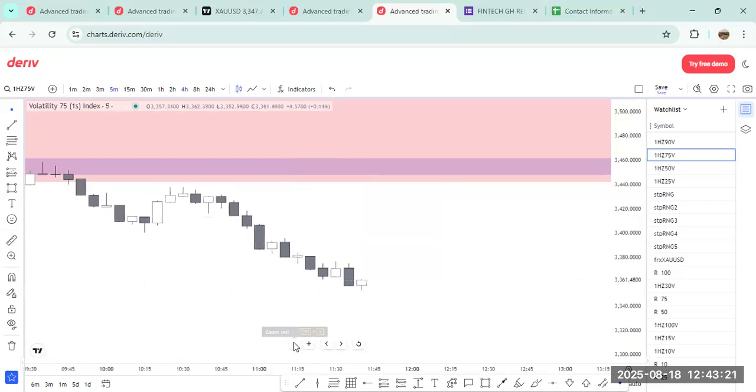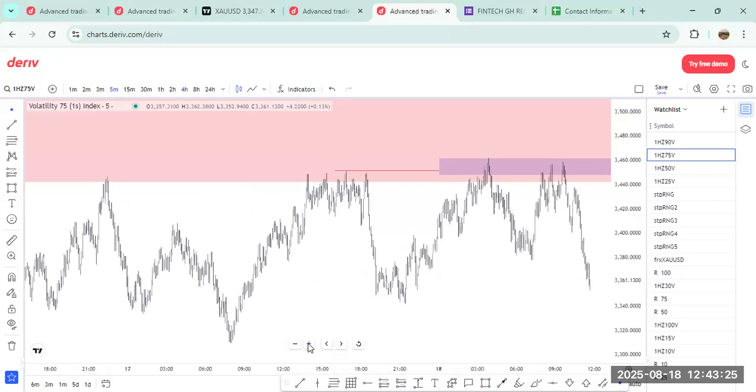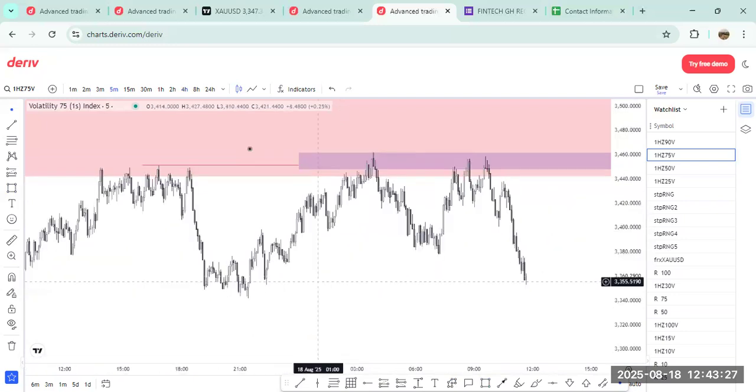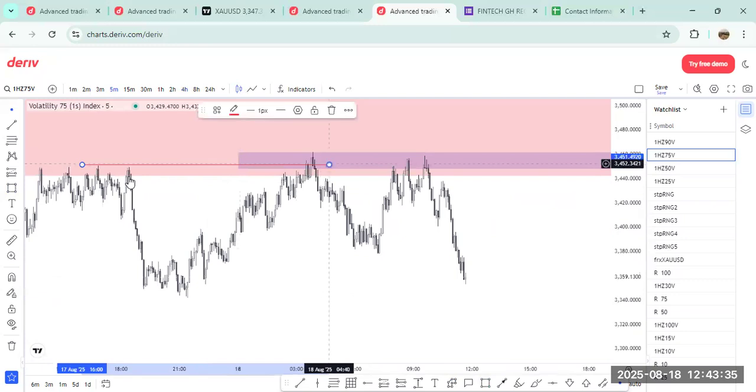So on the 5 minute time frame, that is where all the magic happened. So this was where price did the liquidity sweep here by going above these highs. Then right after the liquidity sweep, market sold all the way down. So this was the sell candle.